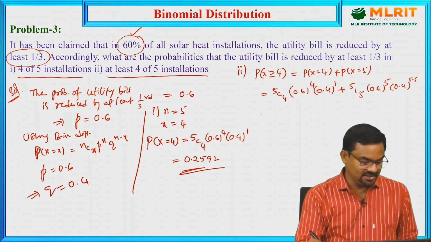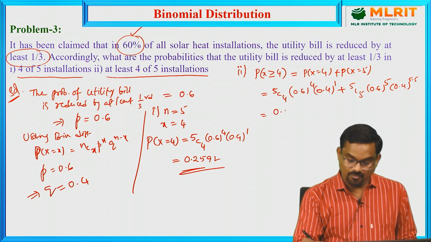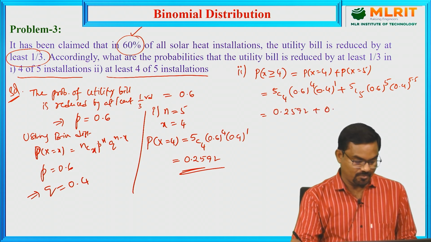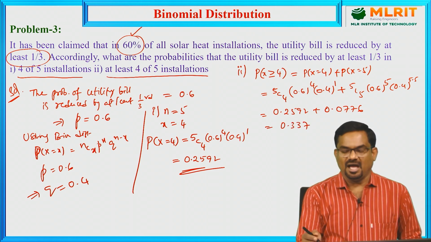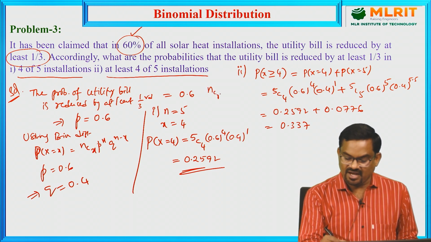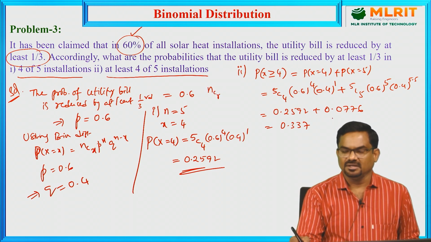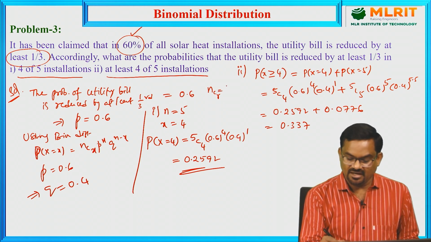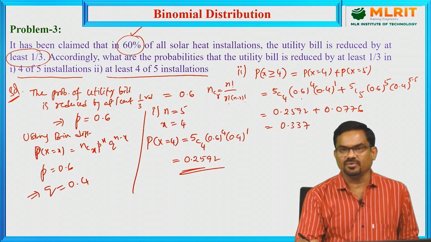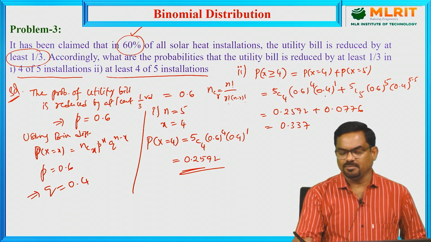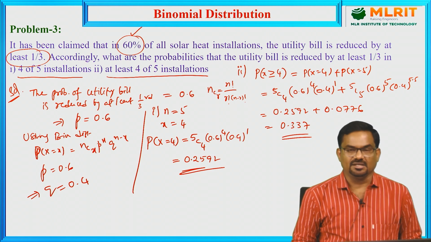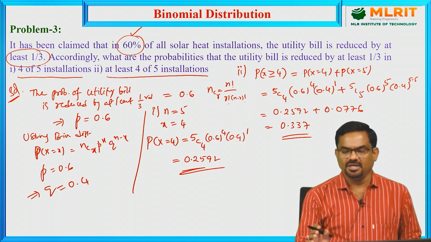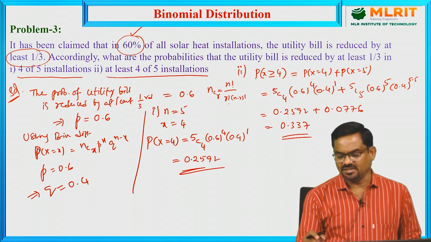After finding this value, this will be 0.2592 plus 0.07776. So the answer is 0.337. Here, as finding the nCr value is well known to all, I am directly giving the numerical answer. nCr is n factorial by r factorial into (n minus r) factorial, and using a calculator we can find this. 0.6 power 4 multiplied by 0.4, and finally after simplifying we get the probability of at least 4 times getting the power bill reduced by 1/3 in 5 installations is 0.337.